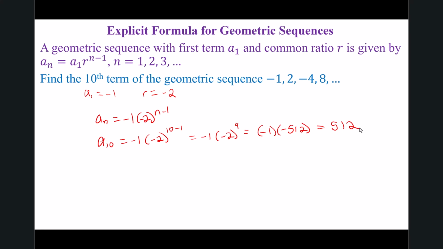And again, I could have just kept multiplying by negative 2. I have the first 4 terms, so the 5th term would be negative 16. Negative 16 times negative 2 is 32. And I could keep doing that until I get to the 10th term.